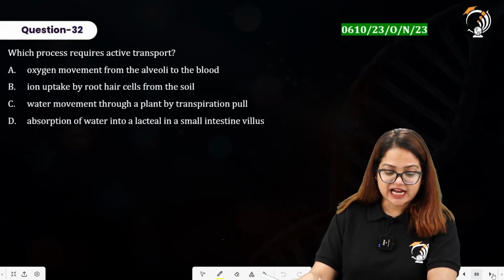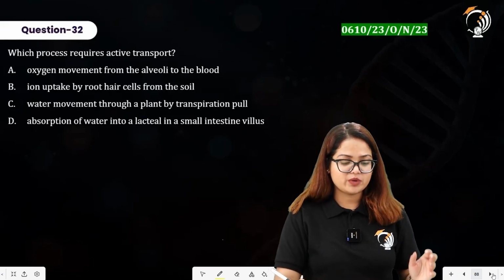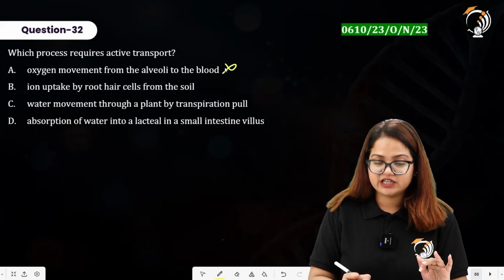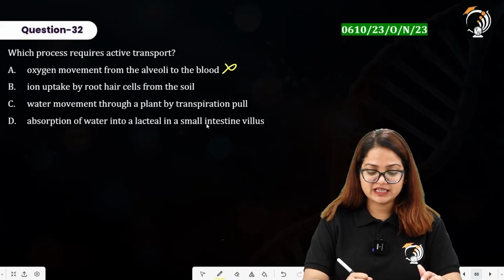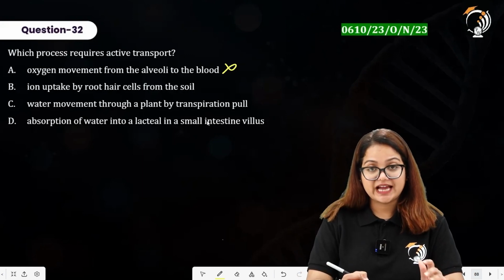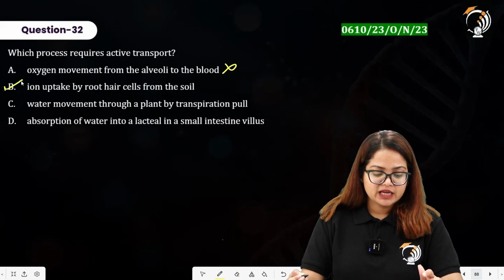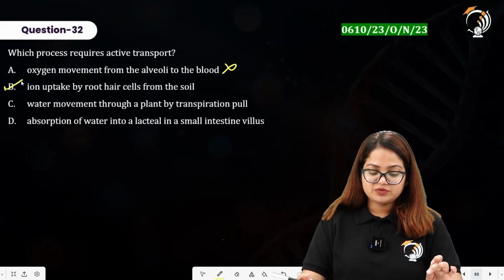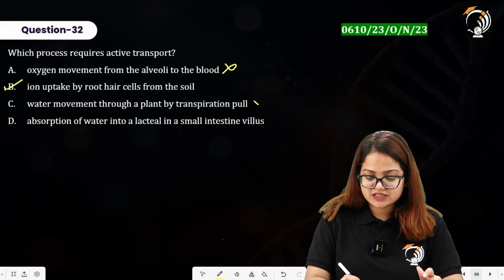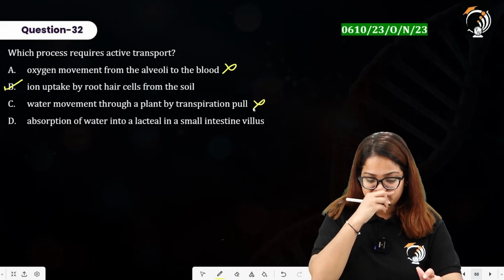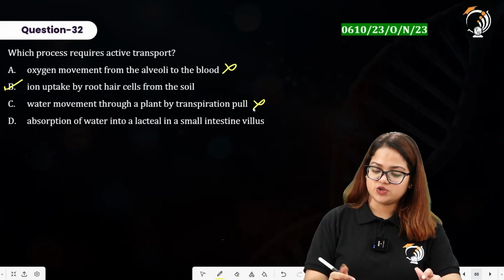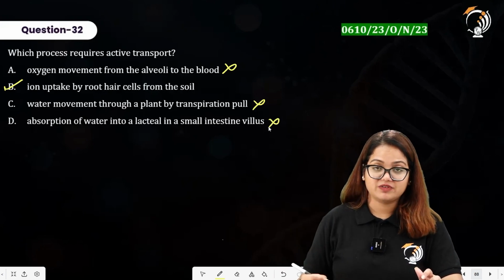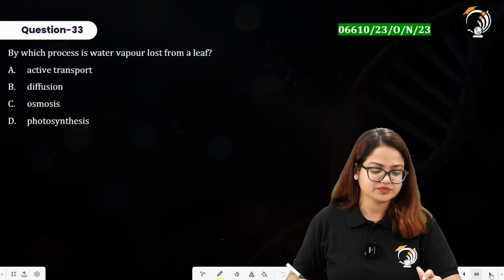Which process requires active transport? So, oxygen movement from the alveoli to the blood follows diffusion. Ion uptake by root hair cells from the soil is mostly taken up by using active transport here. Water movement through a plant by transpirational pull follows diffusion here. Absorption of water into a lacteal in the small intestine villus also follows the pathway of passive transport.